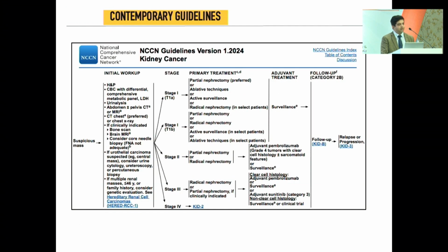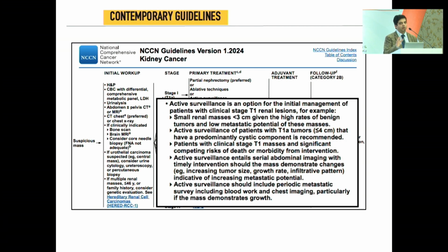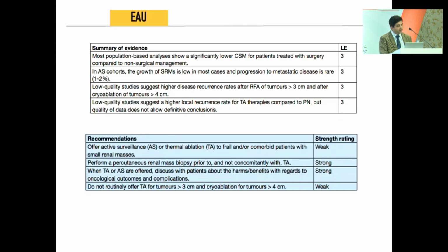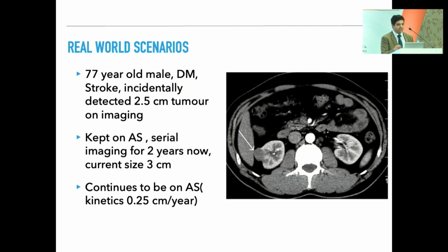So what do the contemporaneous guidelines tell us? For T1A tumors, the NCCN suggests that you can go ahead with active surveillance. And active surveillance, what they say is for solid renal masses less than 3 centimeters, for cystic renal tumors less than or equal to 4 centimeters. Also keep doing some studies to figure out whether the patient is developing metastasis. That is also important. So EAU, the summary of evidence: the growth of SRMs in AS cohorts is low in most cases and progression to metastatic disease is rare, 1 to 2%.